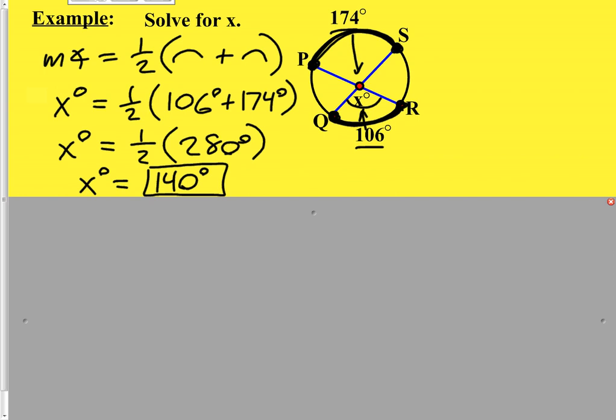Again, the math is not difficult. The formula is not all that difficult. It's just a matter of you pulling the correct formula out of your brain in order to get the problem done.